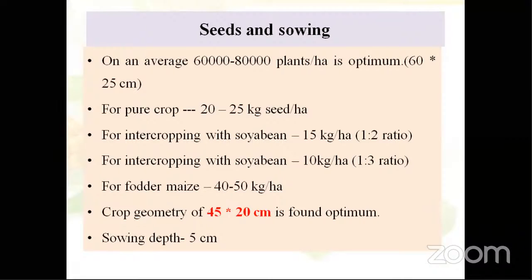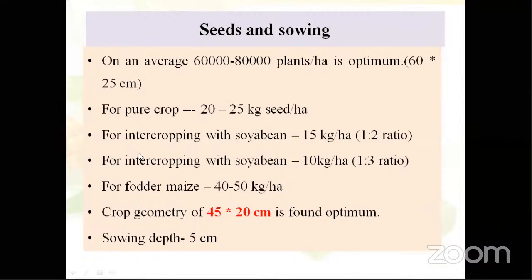The general spacing recommended for maize crop is 60 into 25 centimeters. What is 60 and what is 25? 60 is row to row, 25 is plant to plant. With this spacing and plant population, for a pure grain crop you require, on average, 20 to 25 kg seed per hectare. Remember that one.